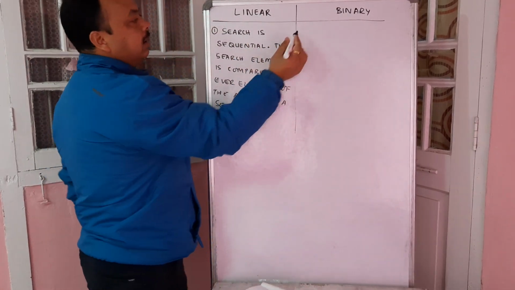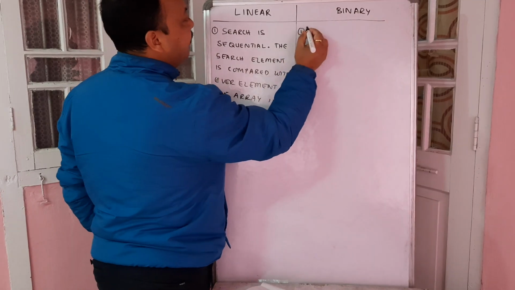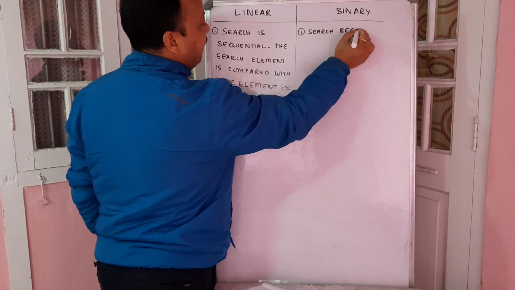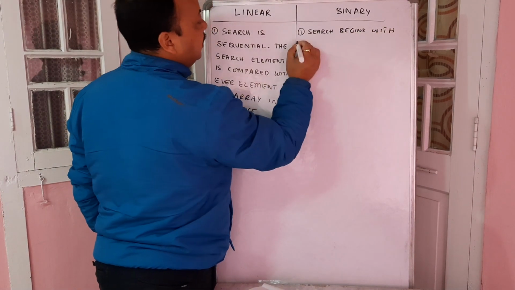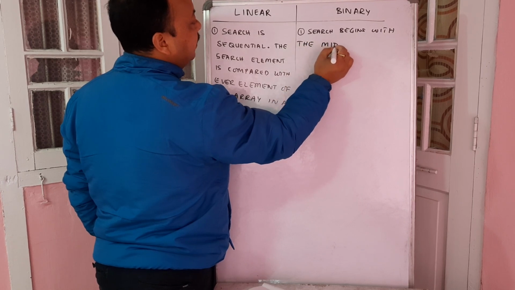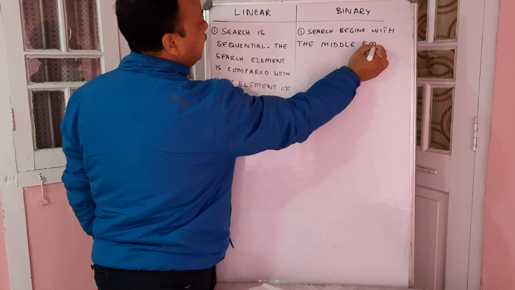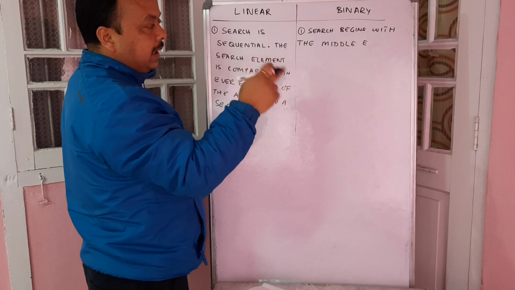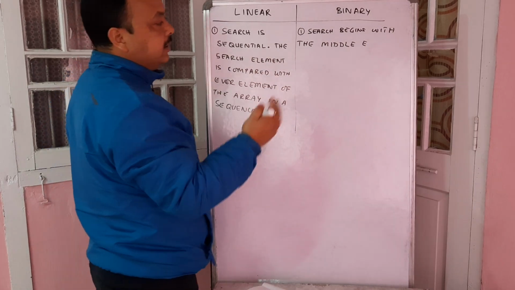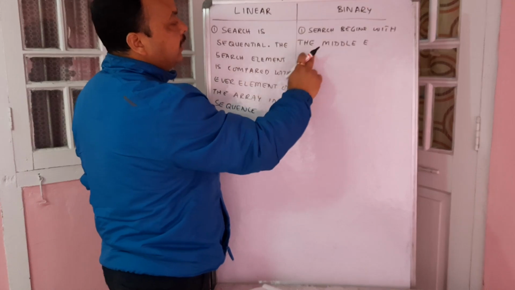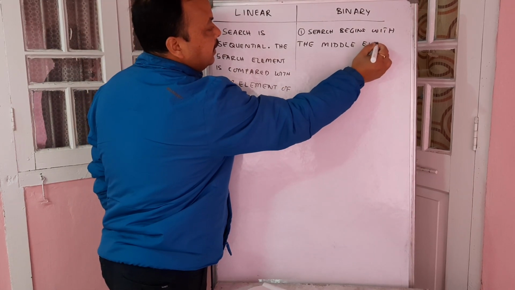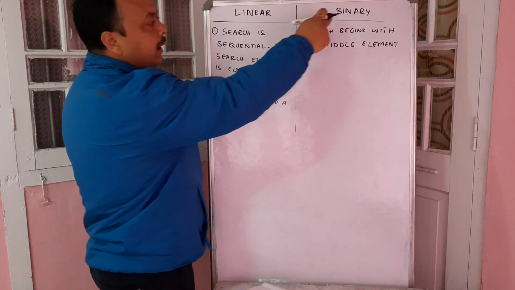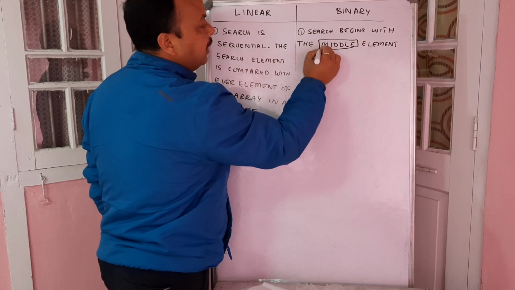So if we write a point about binary search, then we'll say search begins with the middle element. Pay attention to what I am mentioning, because I have not yet explained what binary search is. I am just differentiating. So binary search begins with the middle element. Unlike linear search where we started with the first element, binary search begins with the middle element. So mark my words, middle.